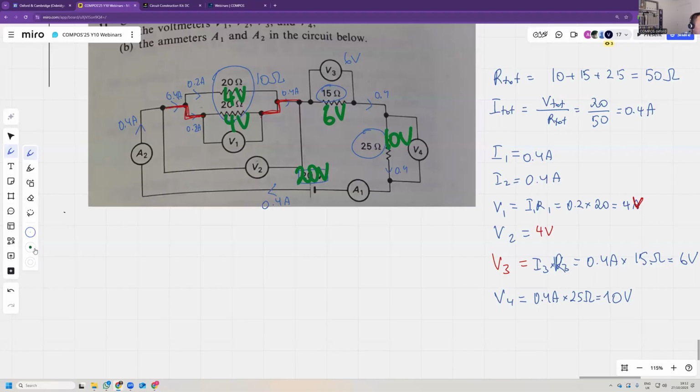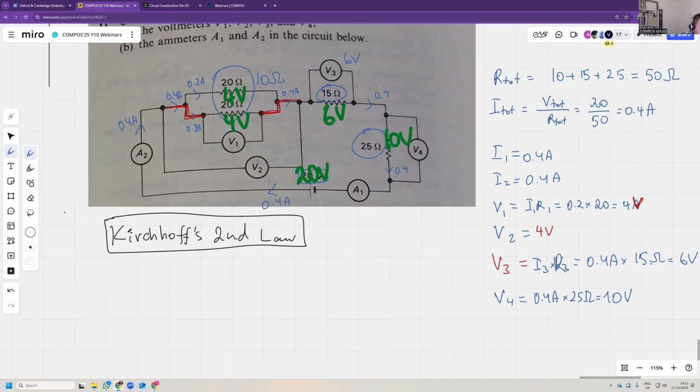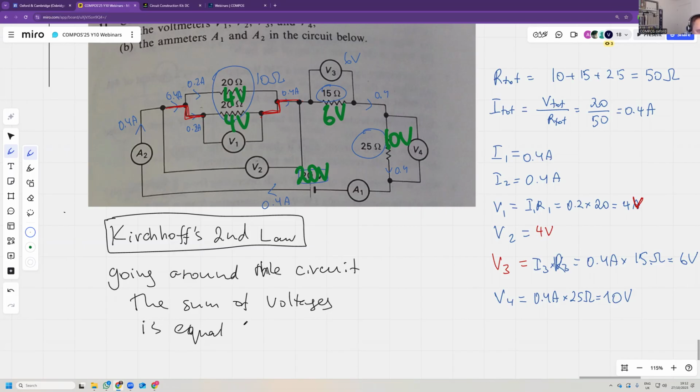So Kirchhoff's second law says going around the circuit, the sum of voltages is equal to the voltage on the battery.